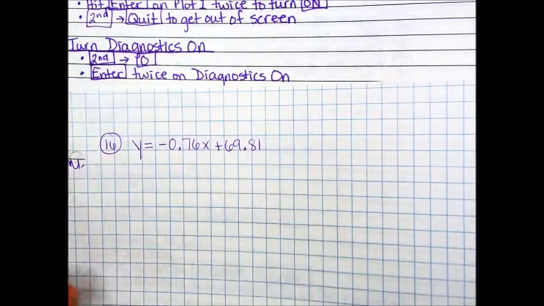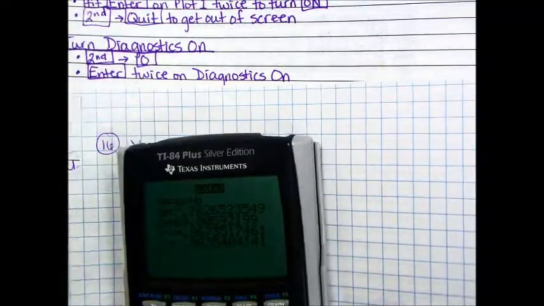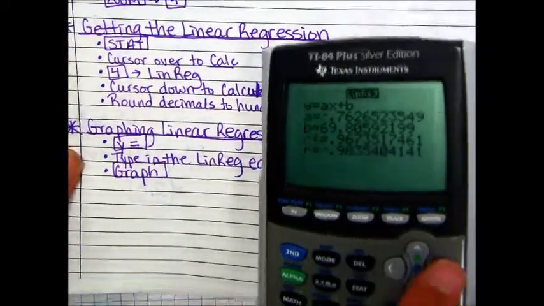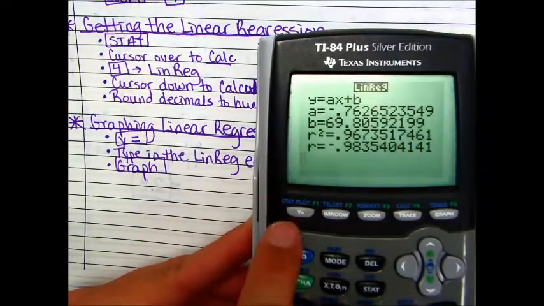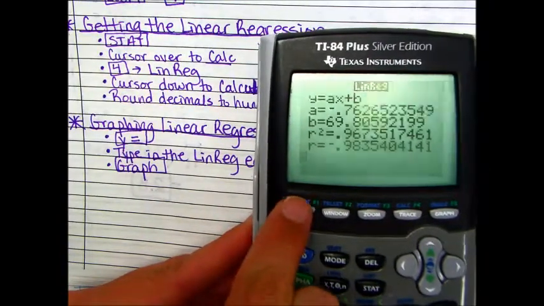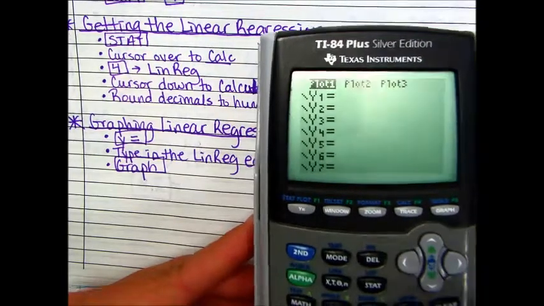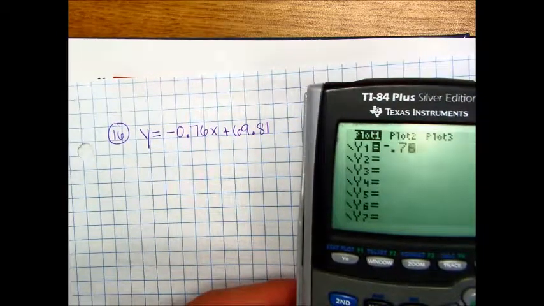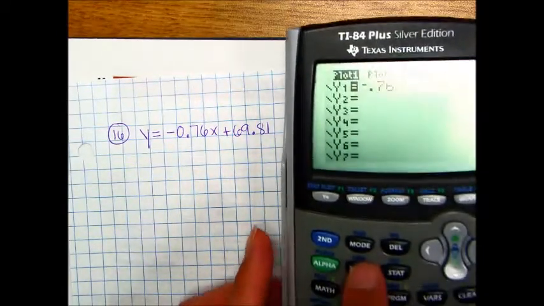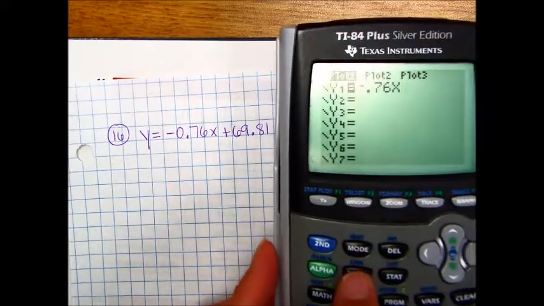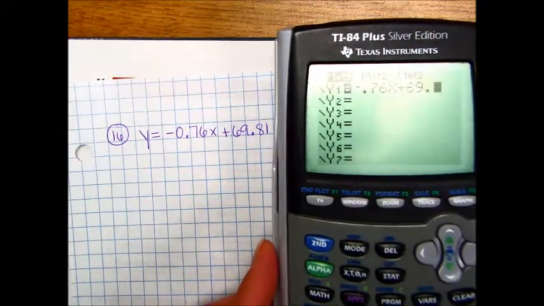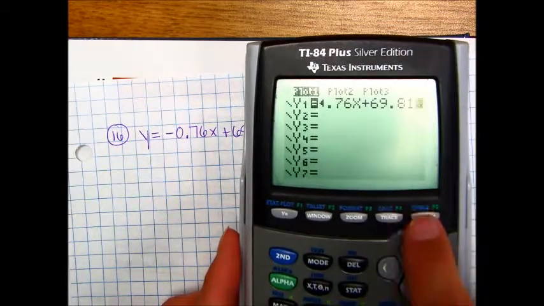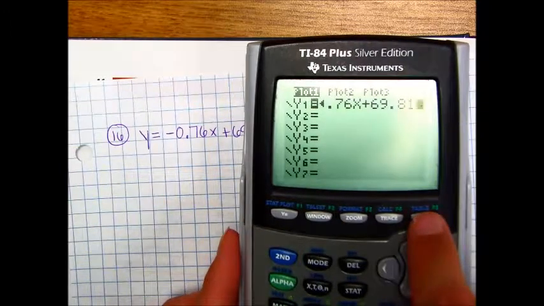That is the best line. Just so you get a chance to see it, let's do that on your calculator. To graph that actual linear regression, you're going to go right here to the y equals button, right there on the left side under the screen. Hit y equals, and we're going to type in that equation that you just wrote down. We're going to type in negative 0.76x, remember x is right here next to alpha, plus 69.81. Okay? And you're just going to hit the word graph right here on the right hand side.